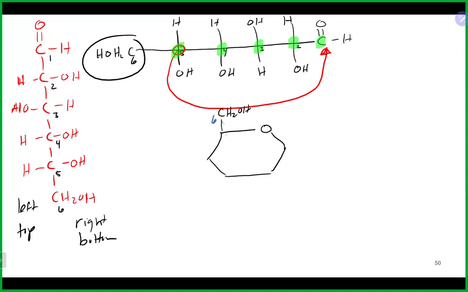I'm going to come down to the ring, and this is going to be carbon number 5. And we're going to actually go counterclockwise in this case. This will be carbon number 4, carbon number, if I can count right, 3, 2, and 1. First off, any questions so far on that?